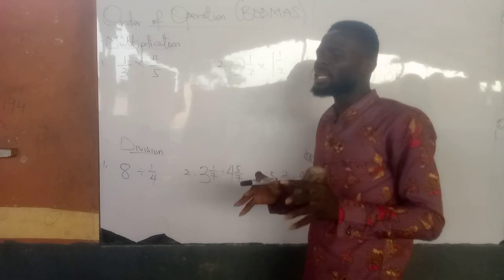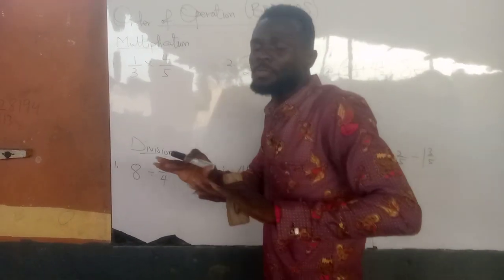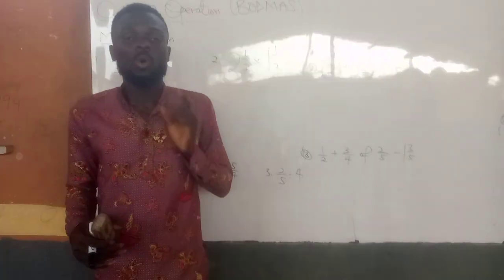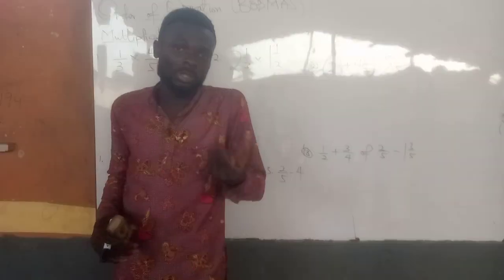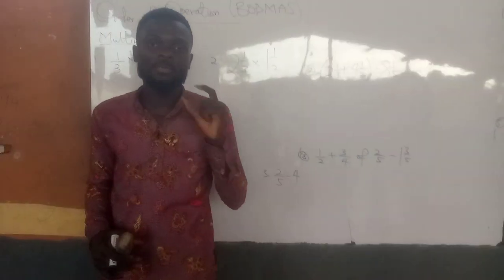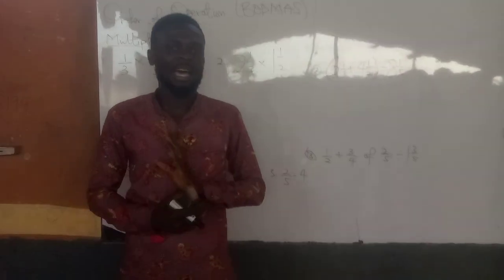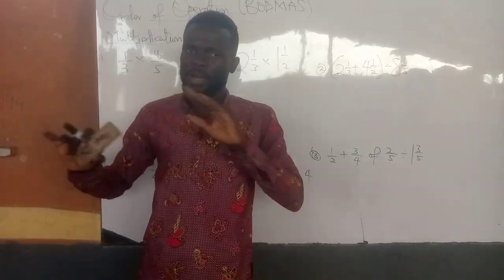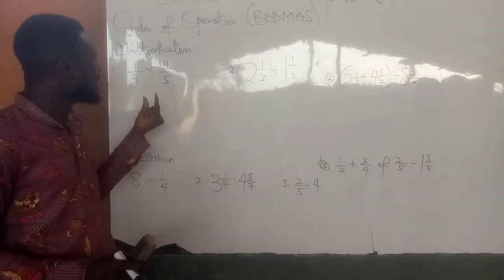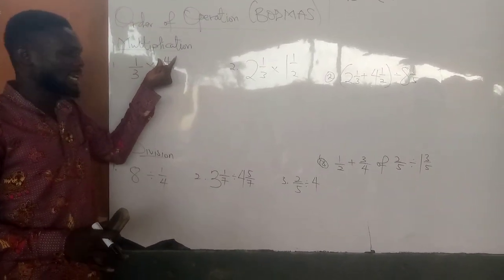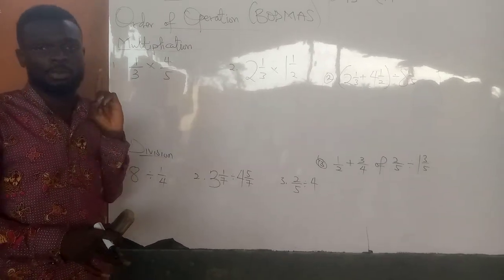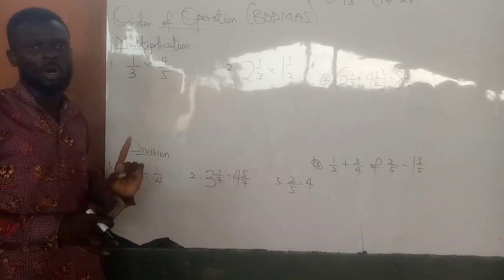Now, with the multiplication of fractions, we don't find the LCM, okay? Unlike addition and subtraction, where you need to find the LCM of the denominators before you proceed with the calculation. With multiplication, you don't find the LCM. You multiply the numerator by the numerator, the denominator by the denominator, and you simplify if possible. That is the multiplication of fractions.